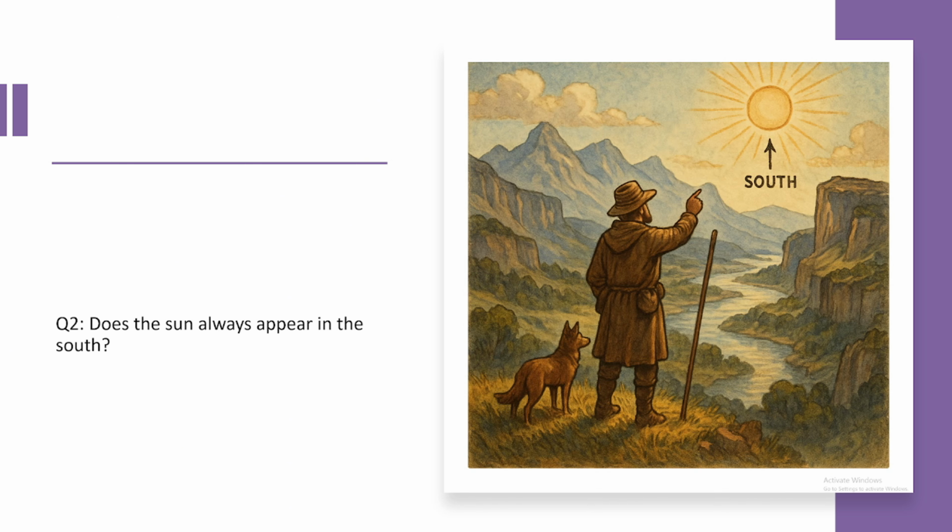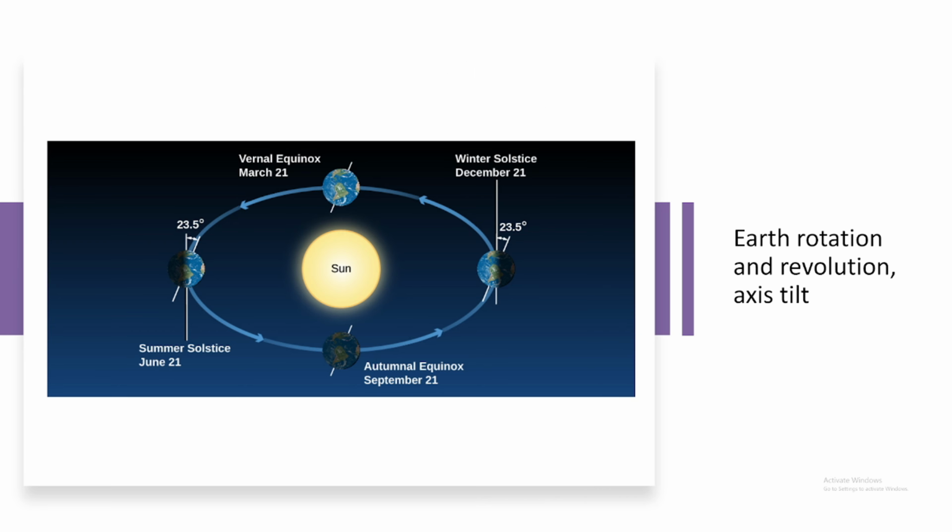And then question 2: we always know that the sun can show us direction, especially if you don't have any compass around you. But does the sun always appear in the southern direction? Okay, so keep these two questions in your mind when you watch the next content. We are going to reveal those answers in the following content.